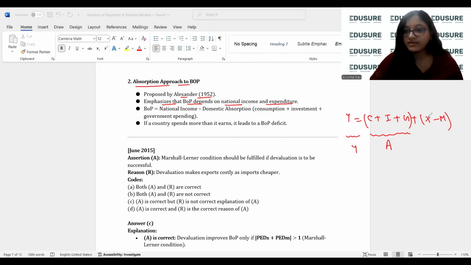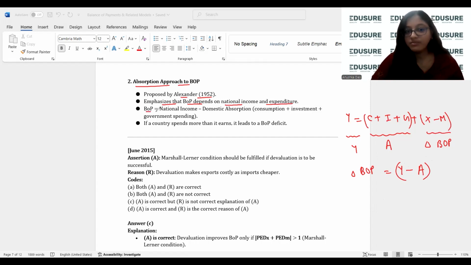This is the national income, and this is the export minus import. Basically, this will give you the change in the BoP. This will help you to find out the BoP adjustment. So the BoP adjustment according to the absorption approach is dependent on national income minus the total absorption. And this theory tells you if the absorption is more than the national income, then the BoP will be in deficit. Otherwise, it will be in surplus. So that is what this absorption approach is telling you.